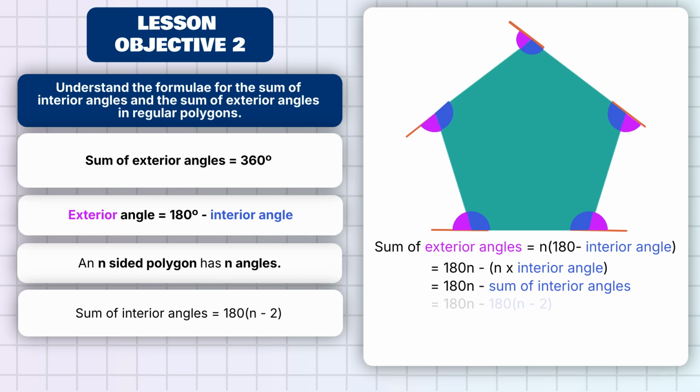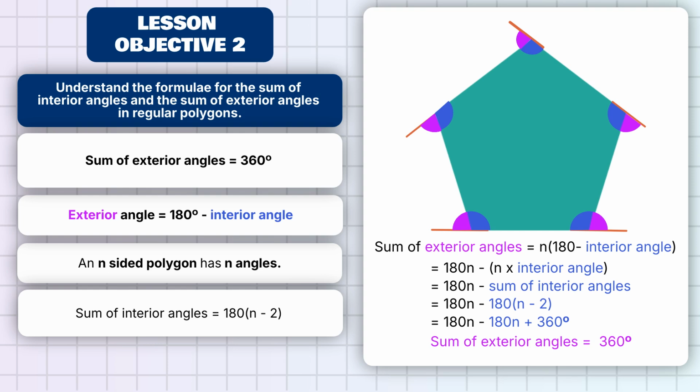So, 180n minus the sum of interior angles equals 180n minus 180(n minus 2). Expanding this and cancelling out 180n from both sides, we get that the sum of the exterior angles equals 360 degrees. Thus, the sum of the exterior angles for any n-sided polygon is consistently 360 degrees.